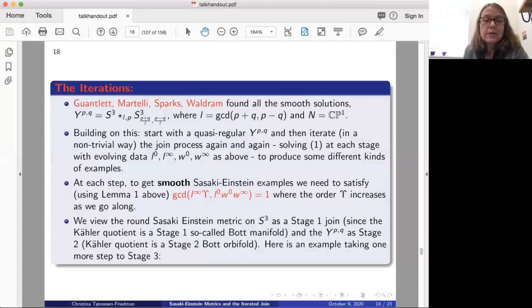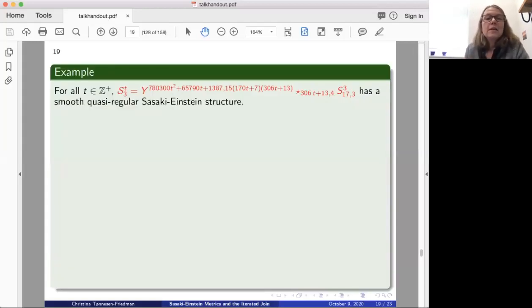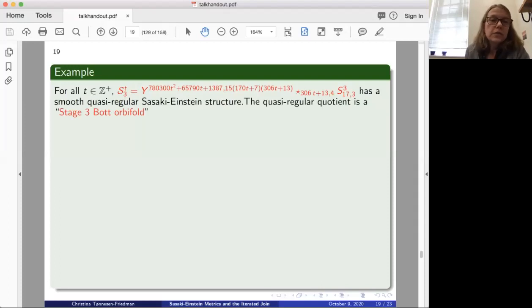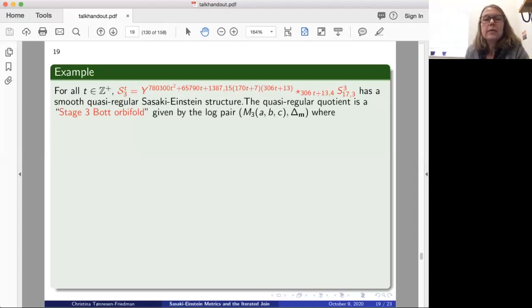And then here's an example where we take one more step to stage 3. One more non-trivial step. So here it is. What you see here is a Y^{p,q} with a choice of p and a choice of q that depends on a parameter T. And then we take a join where L0 and L infinity also depend on T, and W1, W0 and W infinity are, for whatever reason, 17 and 3. That has a smooth quasi-regular Sasaki-Einstein structure. And the quasi-regular quotient is a stage 3 bott orbifold, and it's given by a log pair again. So you can think of this as a manifold with this extra orbifold structure on top.